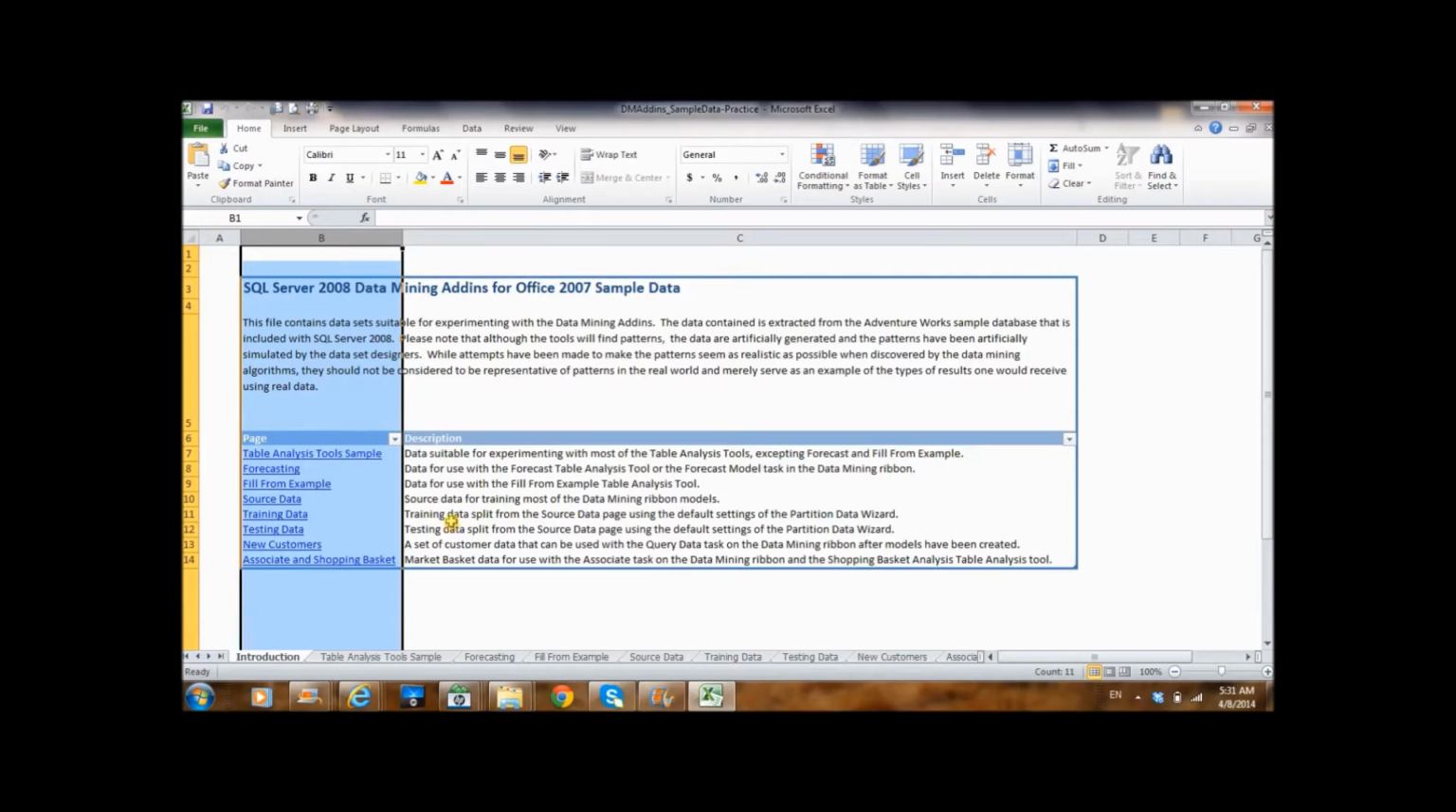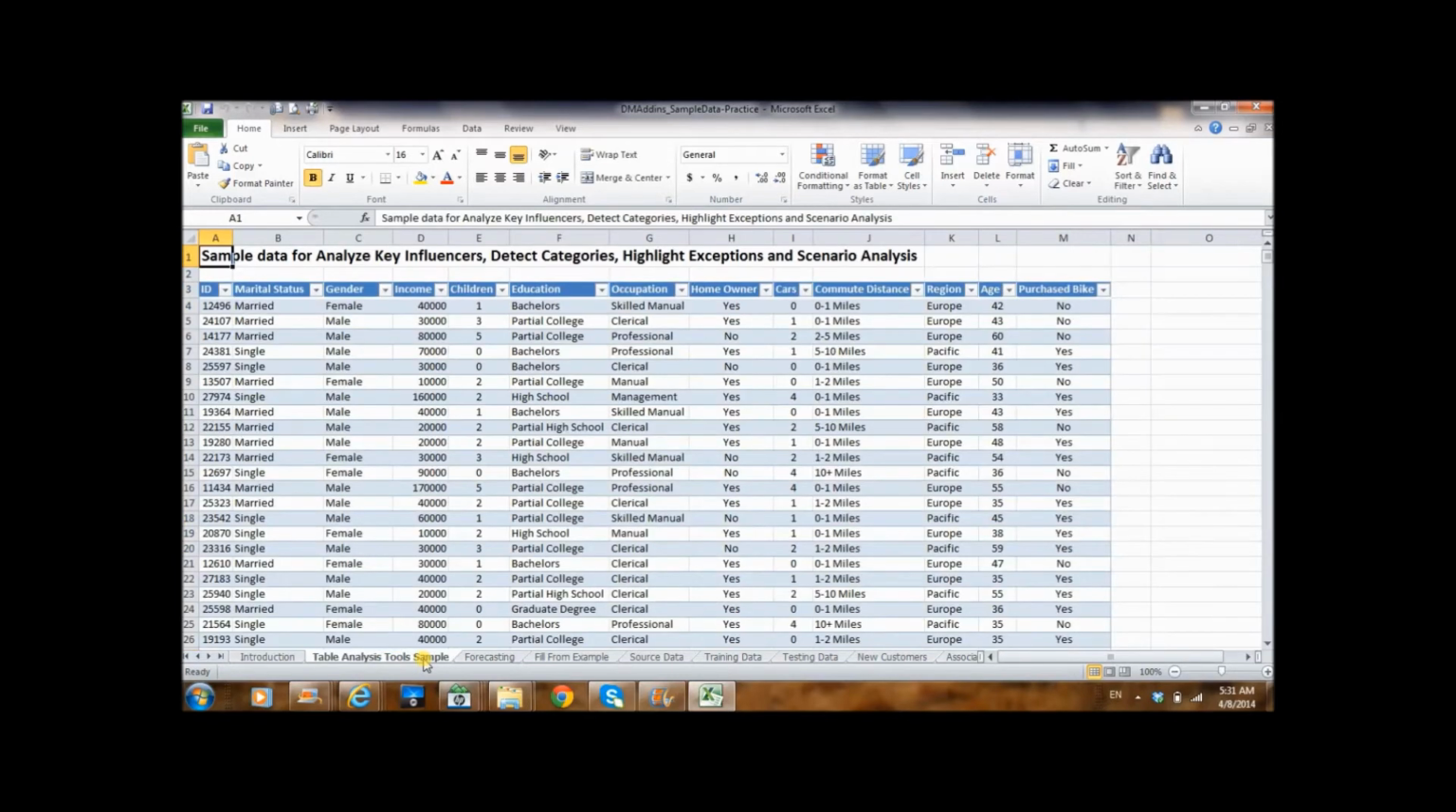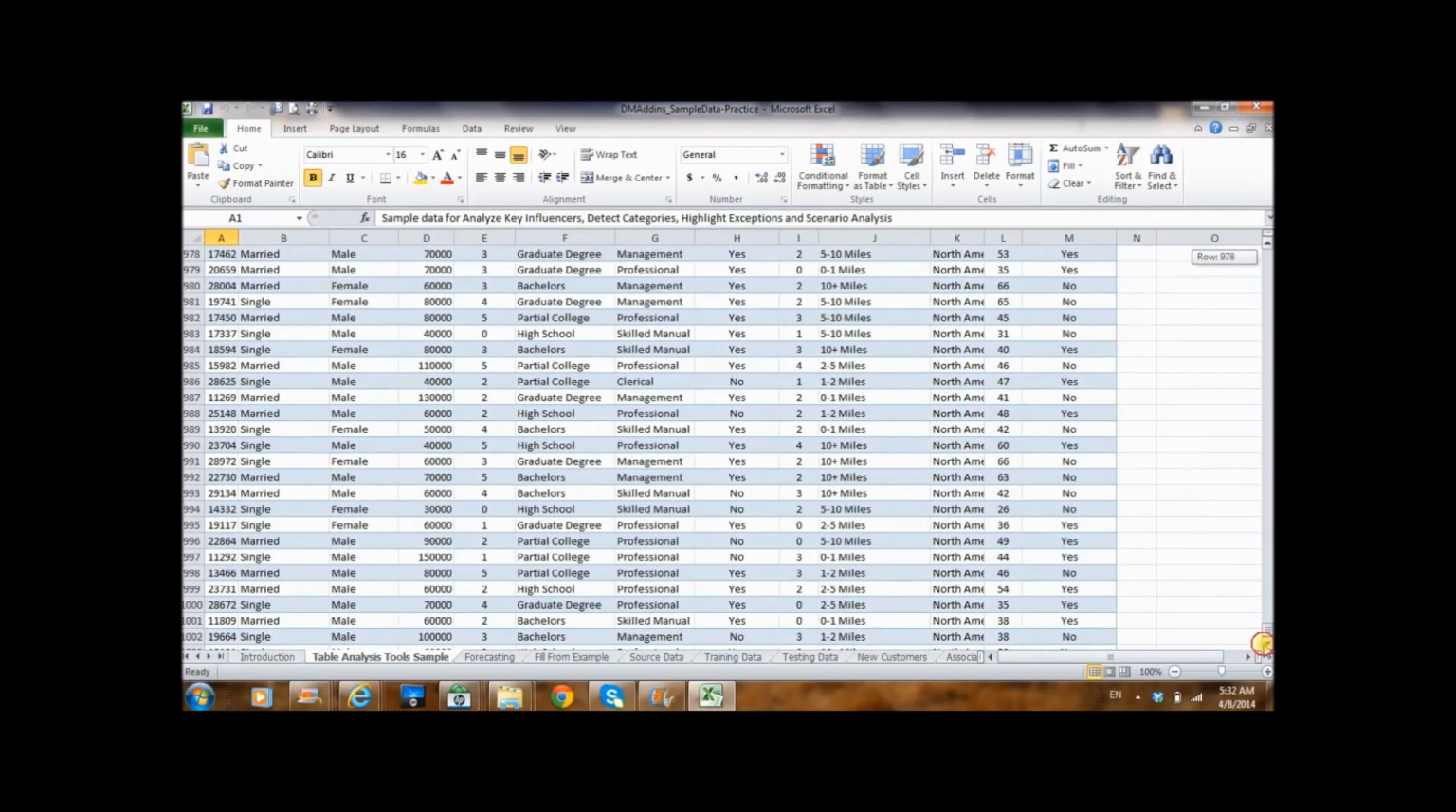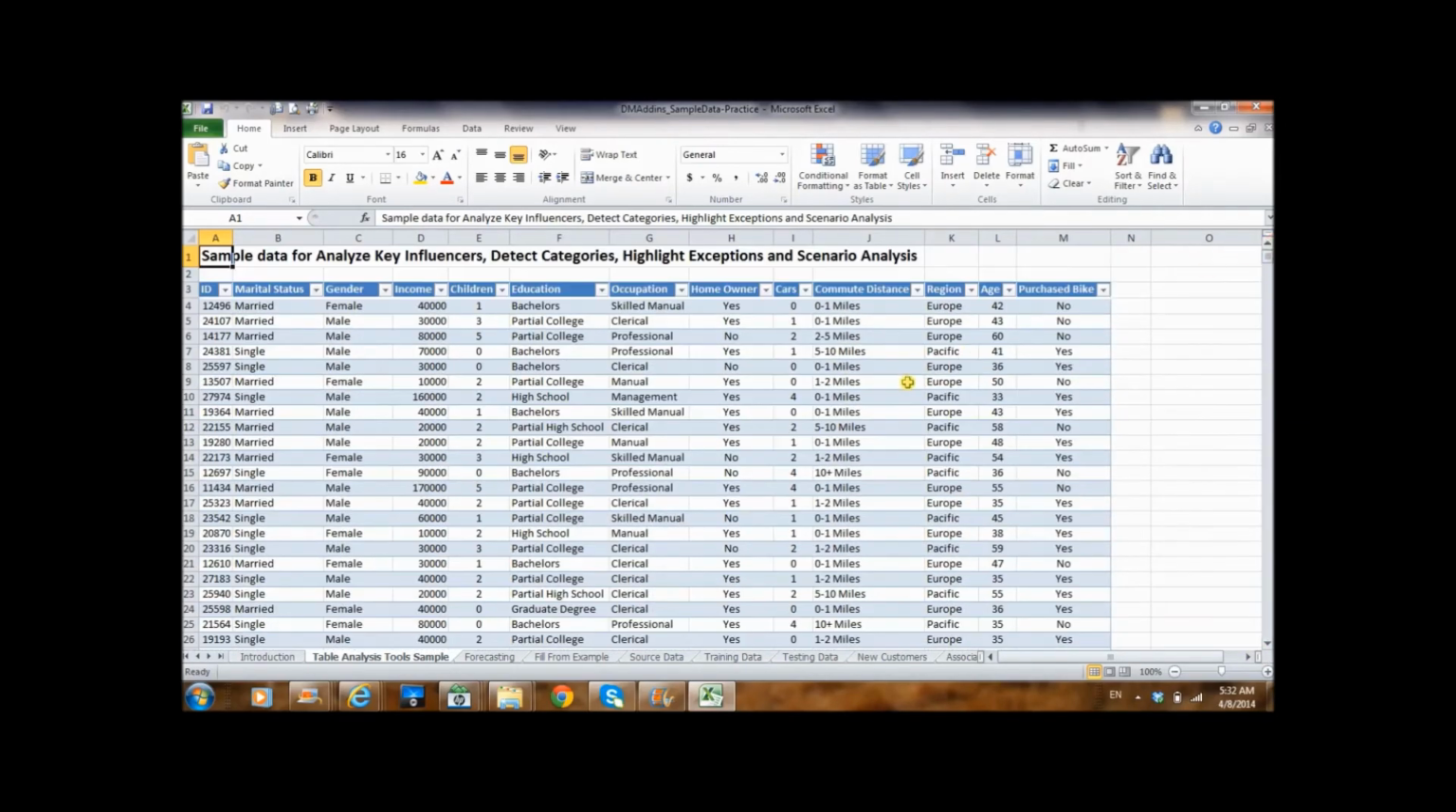So this file has a lot of data: customer data, forecasting, and so on. Let's take a look at the first one, Table Analysis Tools sample. This one has basically data about customers. There are 1,000 customers stored in this file, as you can see over here. That's a pretty good size of data. This data has customer ID, marital status, gender, income, children, education, occupation, and so on.